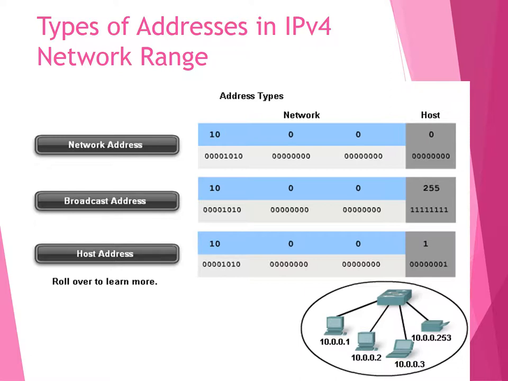A network address, 10.0.0.0. 10 can be translated into binary as 00001010, and the remaining network bits all 0, and host portion all 0. And the broadcast address, 10.0.0.255. 10 is translated into 00001010, then all 0, all 0, and 255 is all 1, because all bits are on.